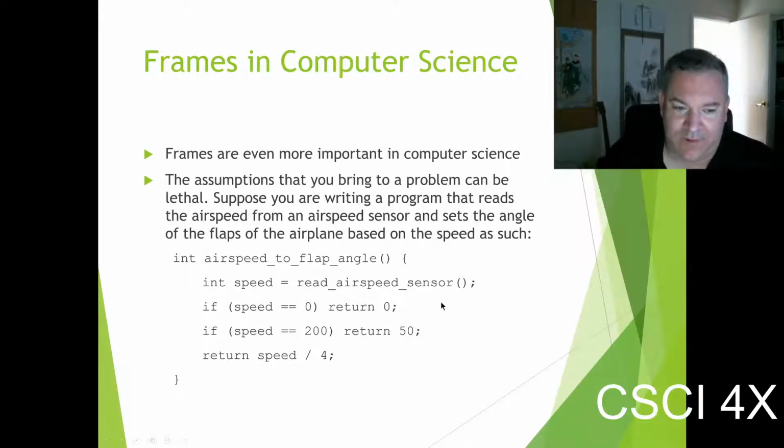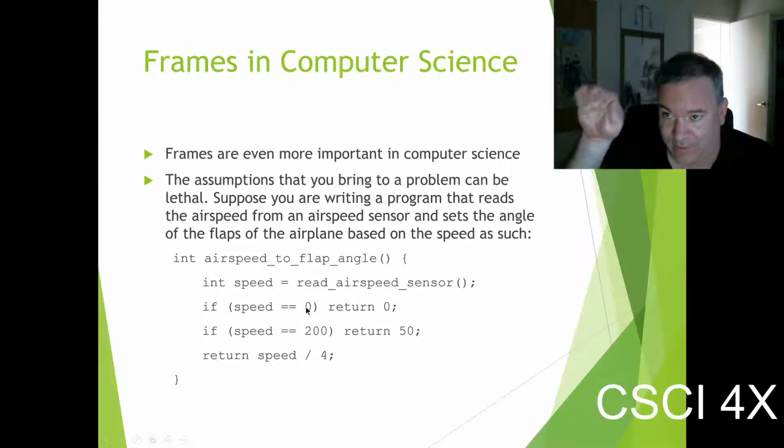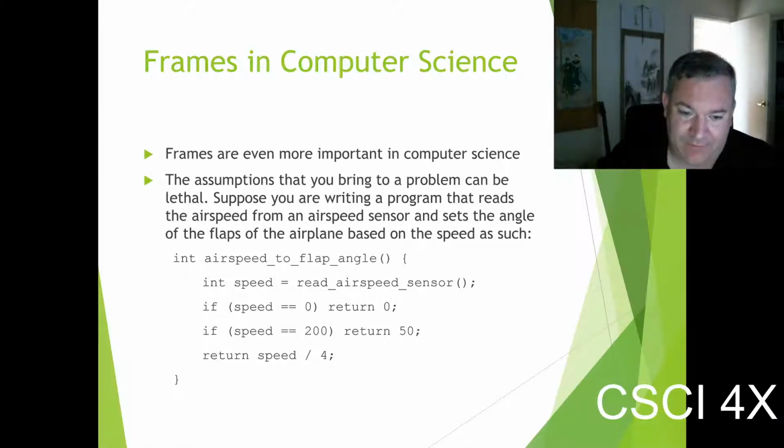So let's say that you don't need to worry about what programming language this is. I'll just explain it in English. We start off by reading how fast the plane is going. If the plane is going 0, we set the flaps down to 0. If speed is 200, we set it to 50 degrees. And otherwise, we return the speed divided by 4. So if we're going 100 miles an hour, they'll be at a 25-degree angle or something like that. Okay? So what is the problem with this?